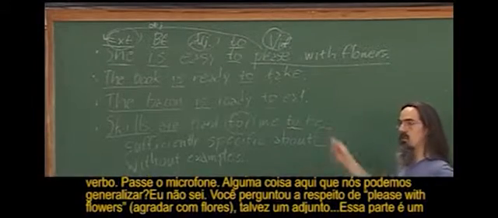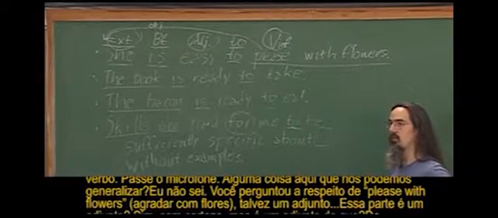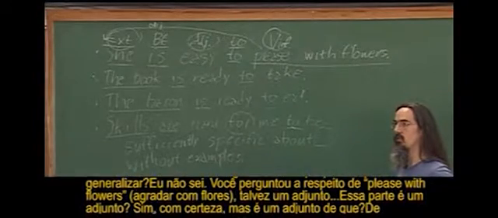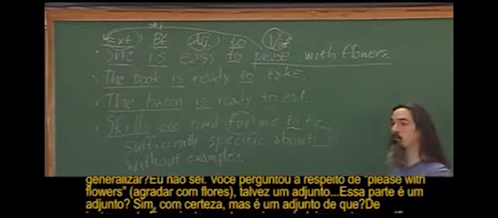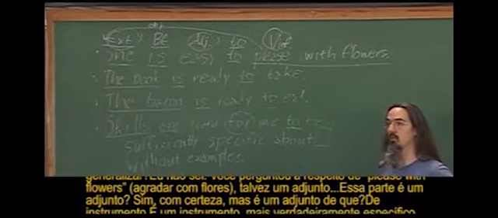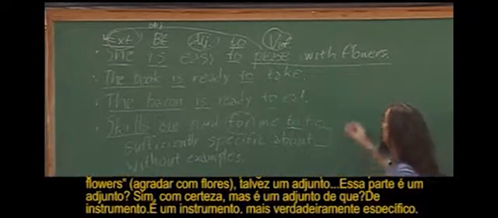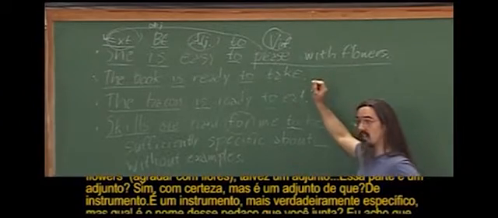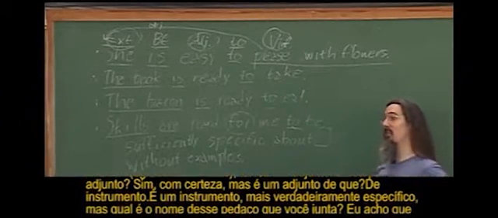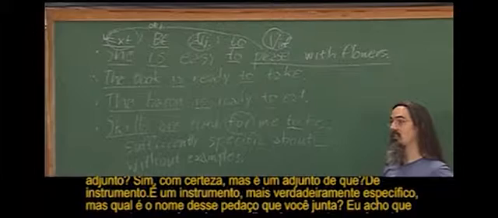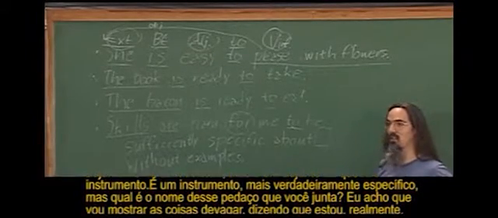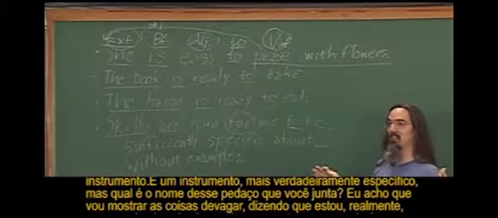Is there something else that we can generalize here? I don't know. You have asked about please with flowers. Maybe it's an adjunct. You mean this part is an adjunct? Yes, that's for sure, but it's an adjunct of what? Instrument. It's a means? Instrument, that's more specifically true, but what is the name of the chunk that you put together?